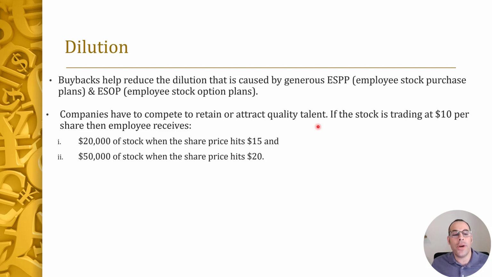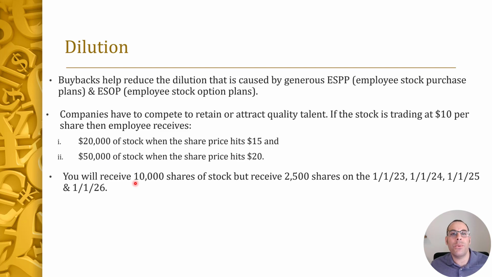So say the stock is trading at $10 per share. Now if the stock hits $15 a share, you'll get $20,000 of stock at any point if it hits $15. And if it hits $20, you'll get $50,000 of stock. So you think this is a pretty good deal. You're making $25,000 less, but you may get $70,000 of options. Plus, if the company's doing better in a year or two, your salary will probably go up. But there's lots of different ways for a company to orchestrate options.